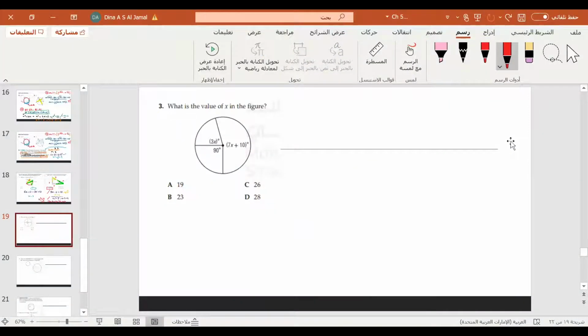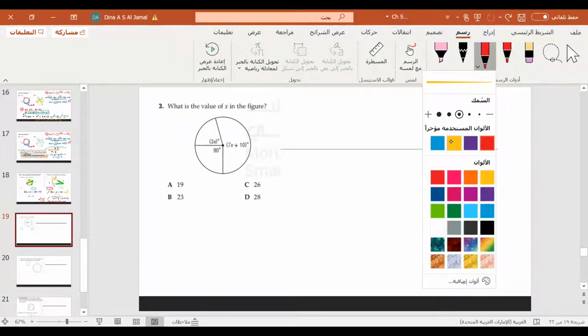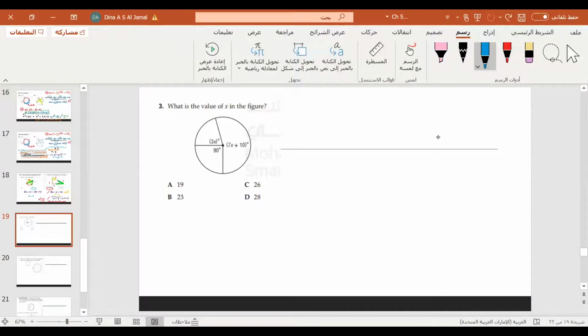Now let's go to this question. What is the value of x in this figure? He gave you a circle, and each part of the circle forms a central angle for you. You know that the summation of all central angles inside a circle is 360. So if you add all these angles, you will have 360. That means 360 equals the summation of all of these: 3x plus 90 plus 7x plus 10. He would like you to find x.